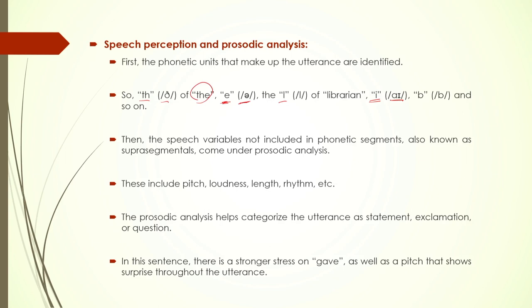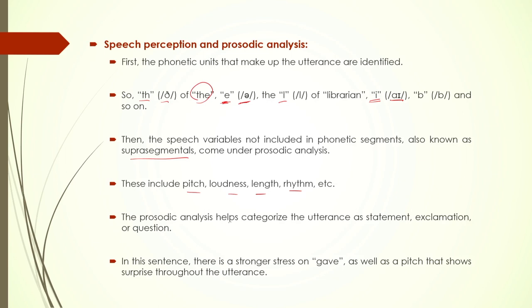All of these sounds, each of these segments, are identified and noticed at the very beginning, in the very first layer of perception of the speech sound. We segment the entire incoming series of input into each of the contributing phonemes. Then there are the speech variables not included in the phonetic segment, known as suprasegmentals, which come under prosodic analysis. Suprasegmentals include pitch, loudness, length, rhythm, and so on. Those are not part of the sentence, so you don't have a representation of the suprasegmentals in terms of the alphabet. They are just heard, and they are processed simultaneously along with the phonemes.